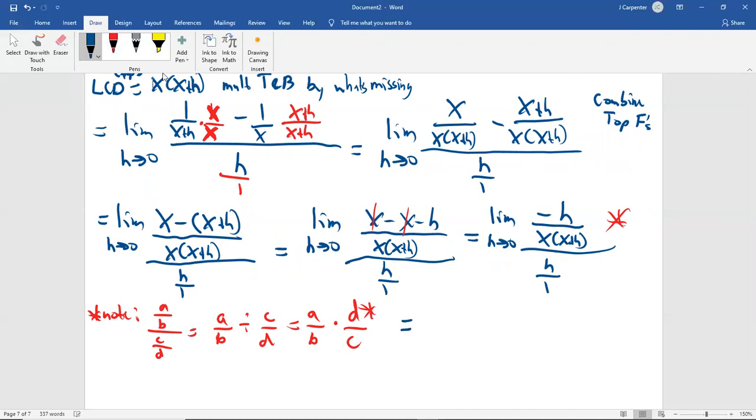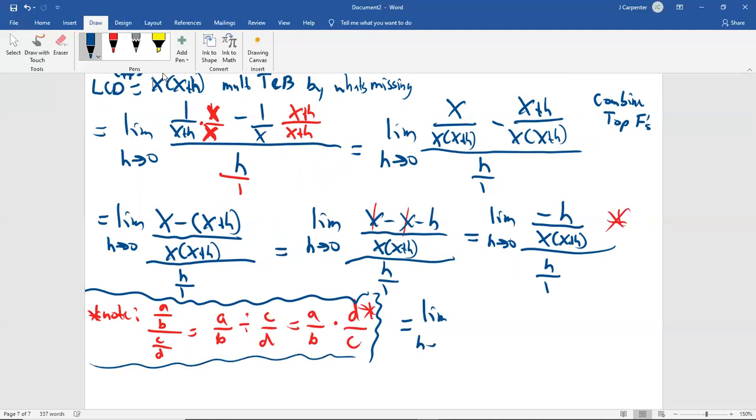So now this is the limit as h goes to 0 of negative h over x times x plus h. We're almost there. Times 1 over h. Again, we were dividing by h over 1, and that's the same as multiplying by 1 over h. We're only able to do this once it's a fraction divided by another fraction. With all these pluses and minuses, we couldn't have done that before. With the separated fractions, we couldn't have done that before.